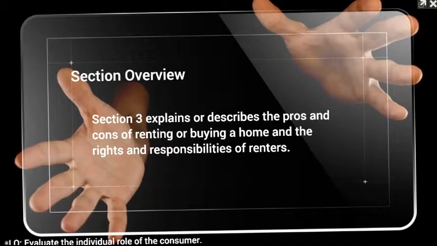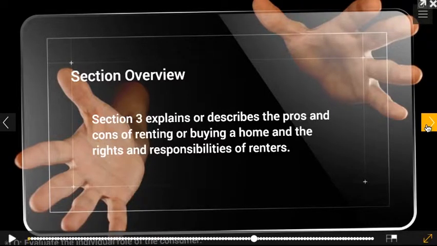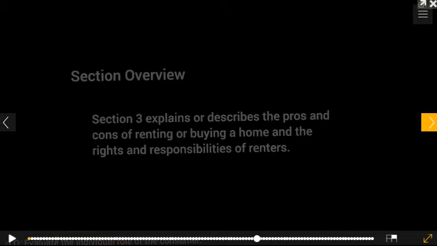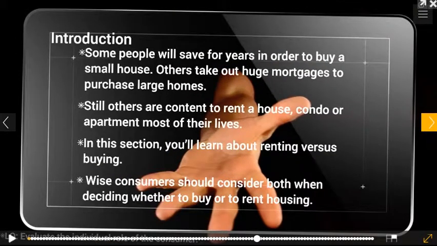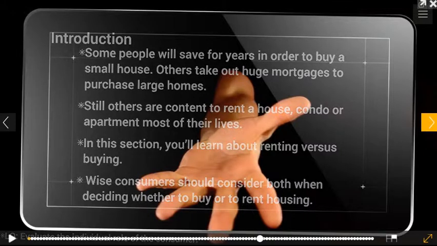Section 3 describes the pros and cons of renting or buying a home and the rights and responsibilities of renters. Some people will save for years in order to buy a small house. Others take out huge mortgages to purchase large homes. Still others are content to rent a house, condo, or apartment most of their lives. In this section, you'll learn about renting versus buying. Wise consumers should consider both when deciding whether to buy or rent housing.